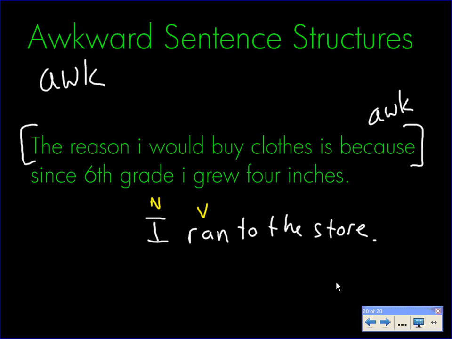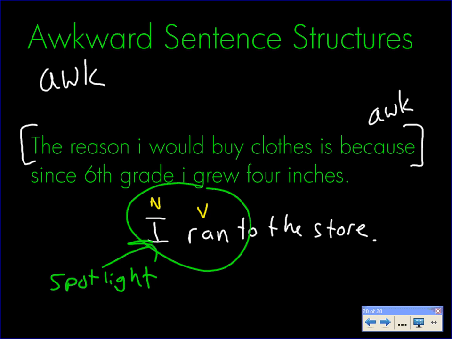Subject-predicate are what I like to call the spotlight or the core of your sentence. If they are strong, your sentence is strong. If they are weak, your sentence is weak or awkward. I ran. It's clear. Not the most exciting sentence in the world, but it's a clear sentence. It's a lot better than the reason I ran is because, which is awkward.